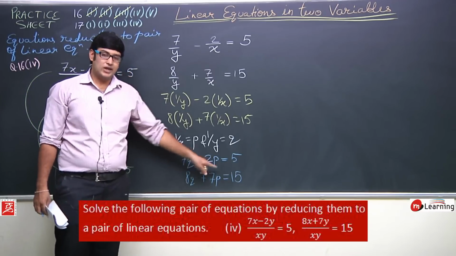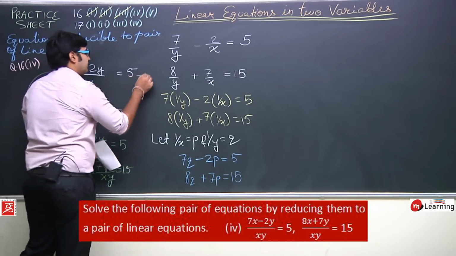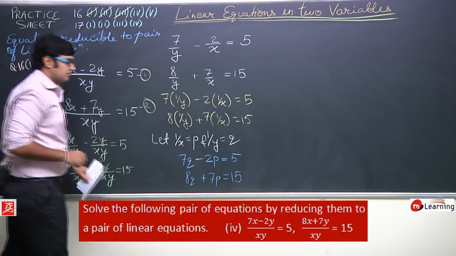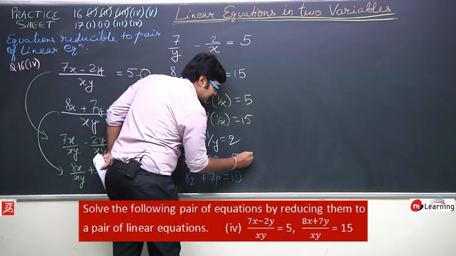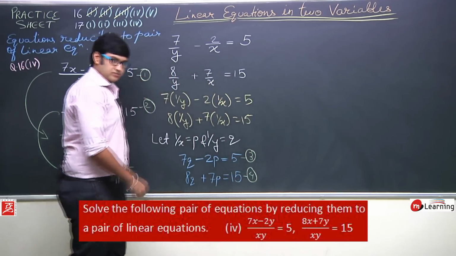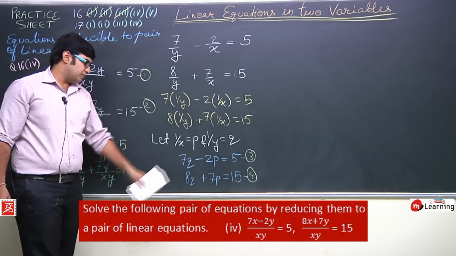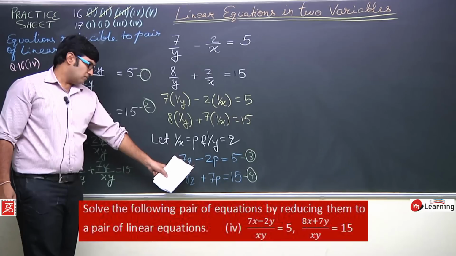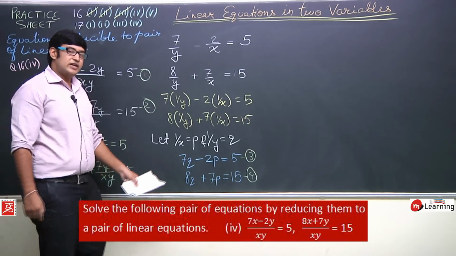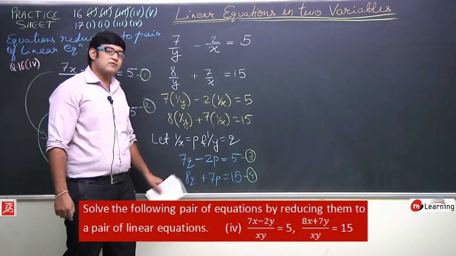and q. Okay, so let us say this is our first equation and this was our second equation, the given equations, and we will call them the third equation and the fourth equation. Okay, so we have these two equations, 7q minus 2p equals 5 and 8q plus 7p equals 15. Now we need to solve this pair of linear equations. How can we solve this pair of linear equations?